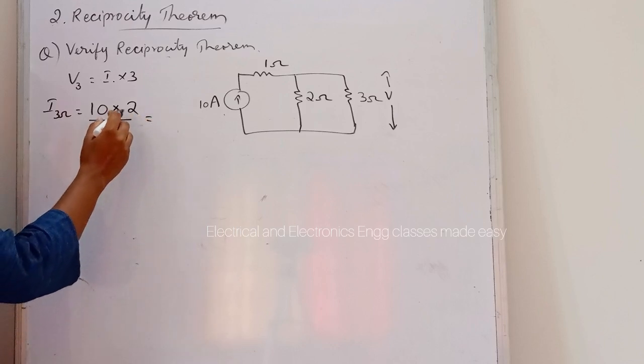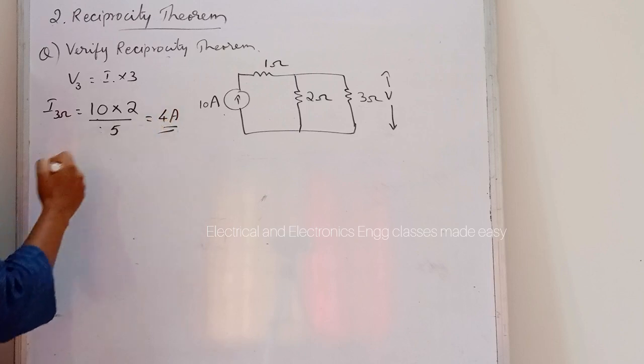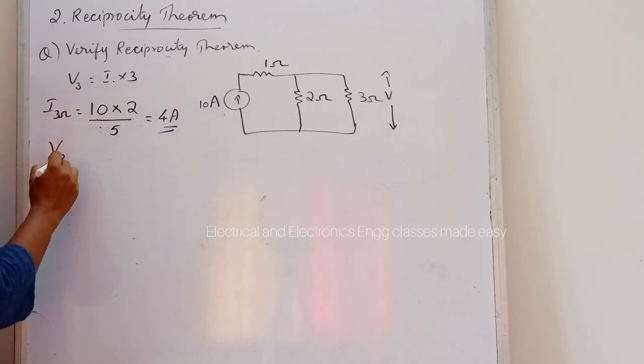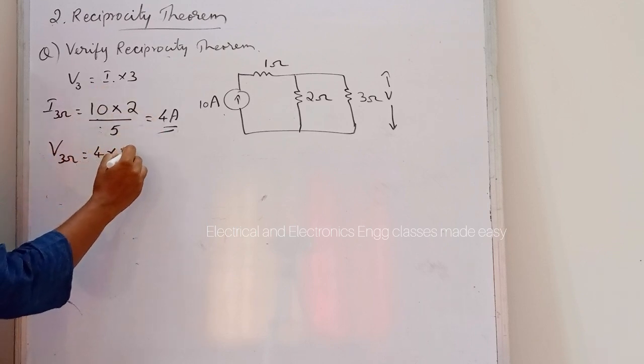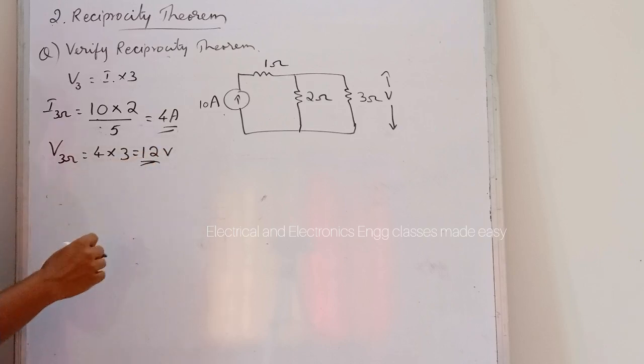and that is equal to 4 ampere. Then we can find the value of voltage across the 3 ohm resistor, that is current 4 into 3, that is equal to 12 volt. So this is the first case.